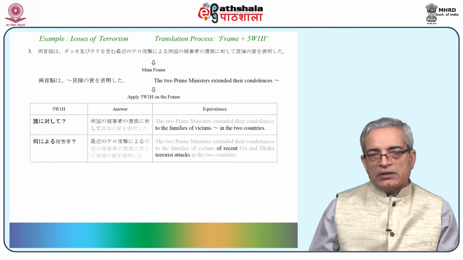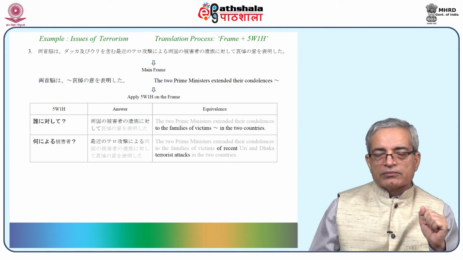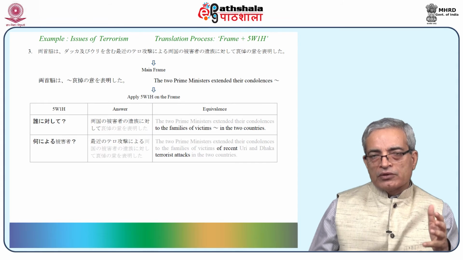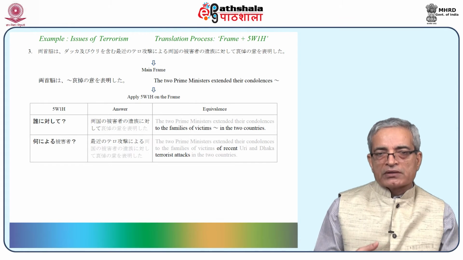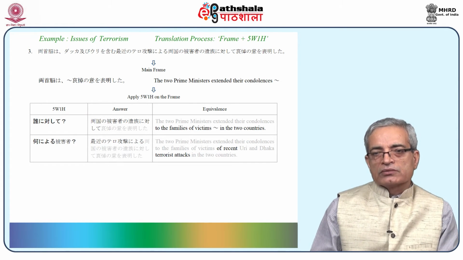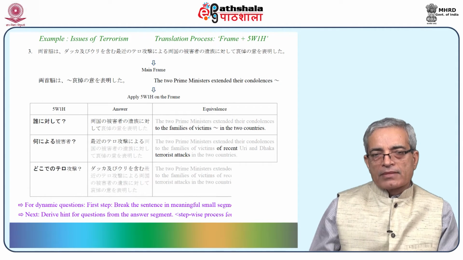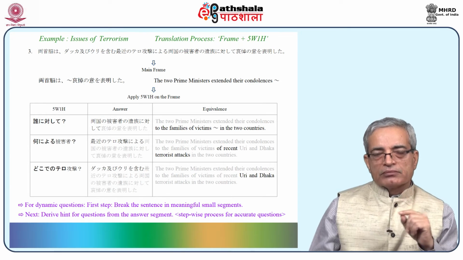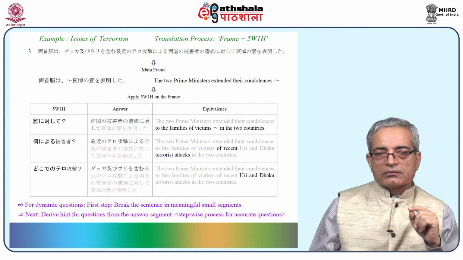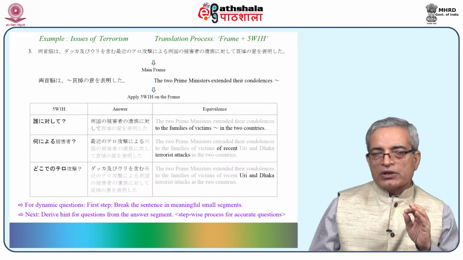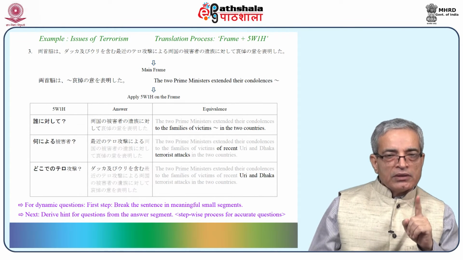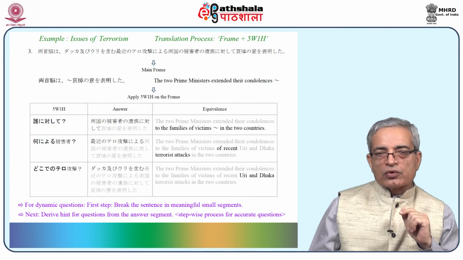Okay, nani ni yoru higaisha desu ka? Saikin no tero kogeki ni yoru. Okay, so the one who got the impact because of the recent terrorist act. Doko de tero kogeki ga arimashita ka? Dakka oyobi Uri yo fukumu. Okay, now my question was "doko de tero kogeki ga arimashita ka?" And now see here, it's "doko de no tero kogeki."